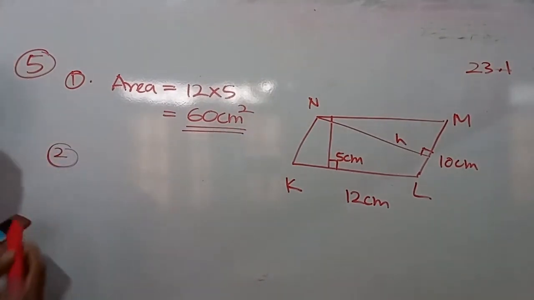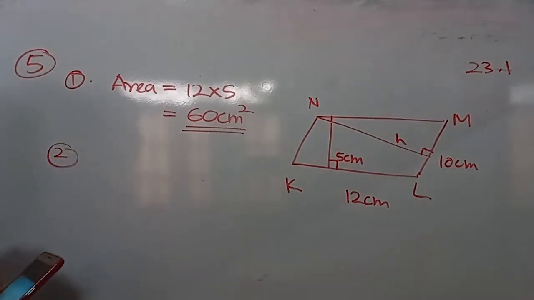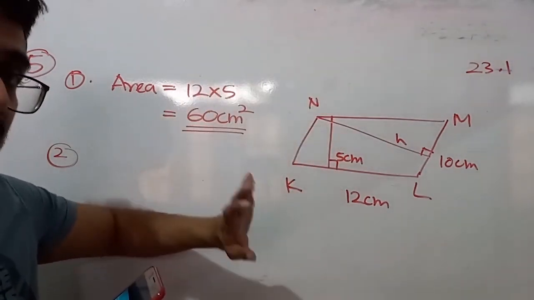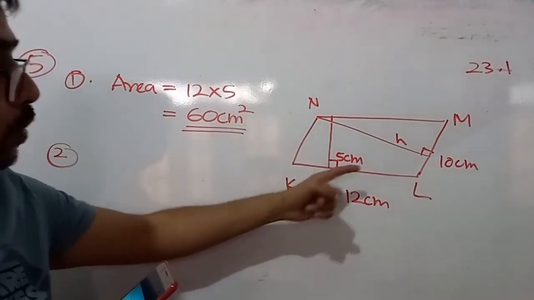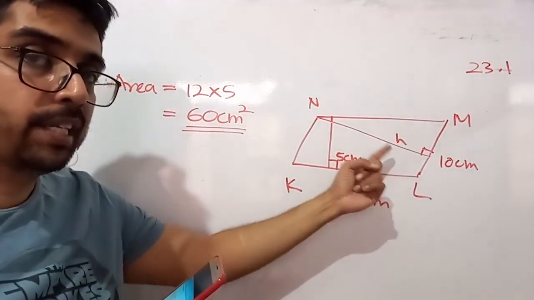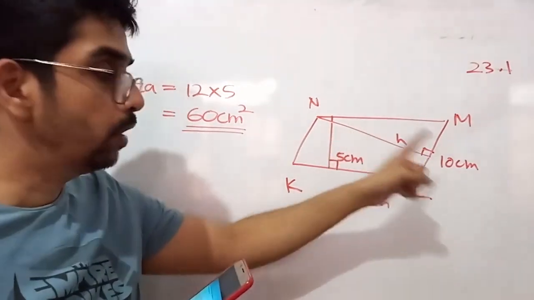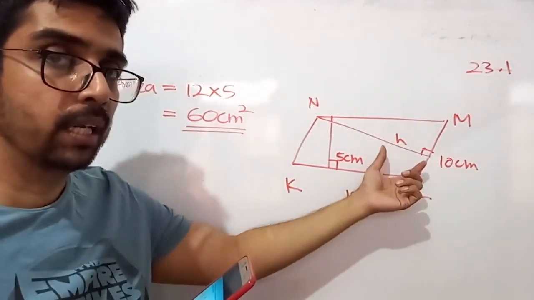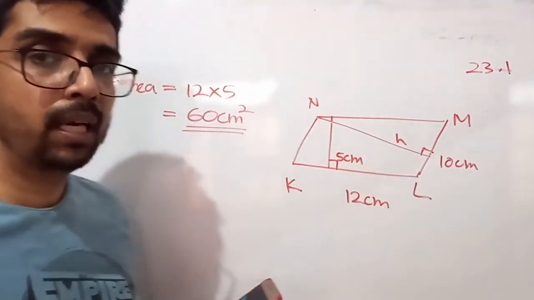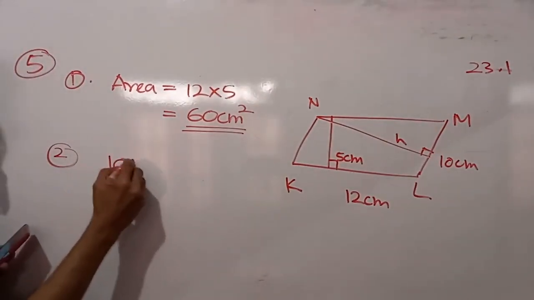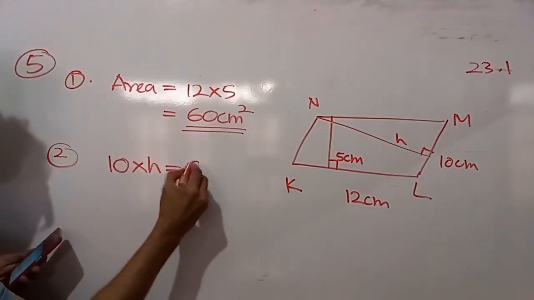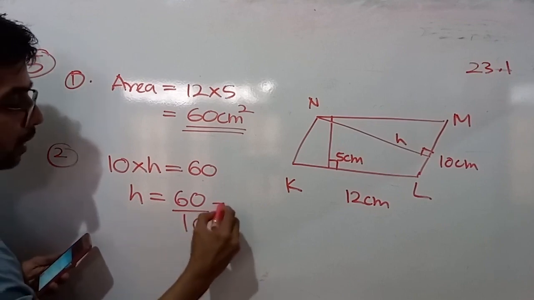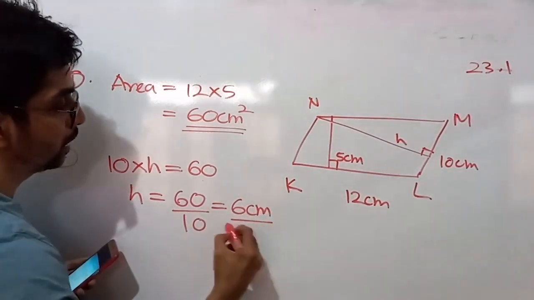Then part 2. Find the value of H. So we are talking about the same parallelogram, no? So the area doesn't change, right? So they are asking to find the H. H is what? That is the perpendicular height of LM or MN. එයාව දන්නේ මොකද ගන්න තියෙන්නේ? වර්ගඵලයට සමාන කරන්න තියෙන්නේ no? So 10 into H, that is equal to 60. So H is what? 60 divided by 10. So we get what? 6 centimeters.